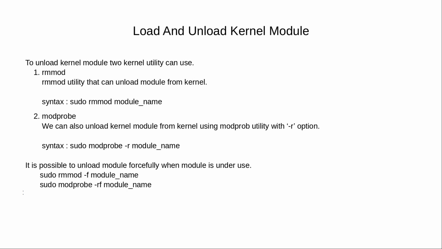For unloading a module, we can use rmmod. The syntax of rmmod is sudo rmmod module name. Here we do not require to specify .ko, and we can also use modprobe for unloading a module. We have to specify the hyphen r option, and the syntax for modprobe to unload the module from the kernel is sudo modprobe -r module name.